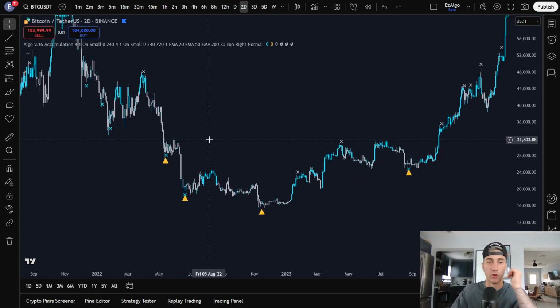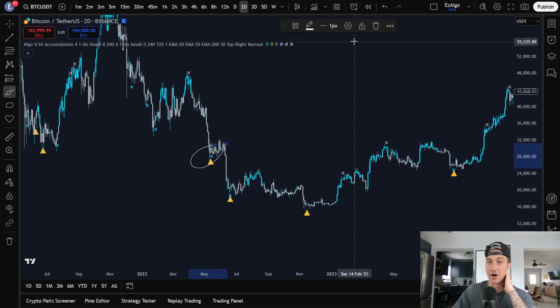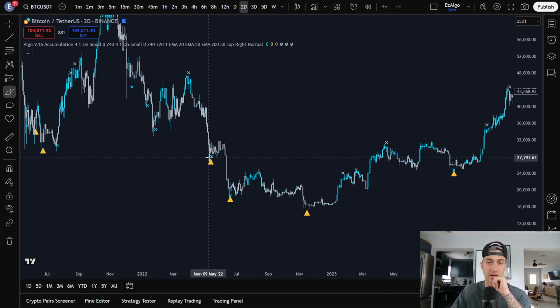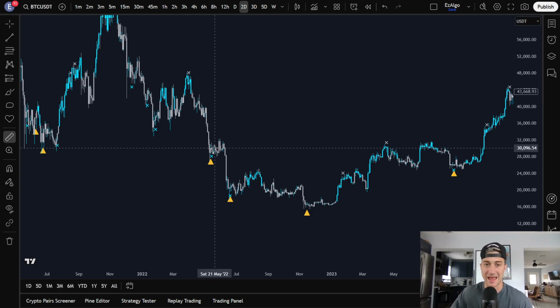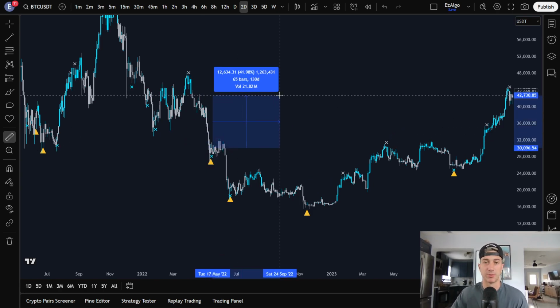This is pretty much the only signal that didn't work out in our favor since Bitcoin's inception. And this was all the way back in May of 2022, but this still should have been a profitable entry. And I'll explain why this should have been a profitable entry using dollar cost averaging. So I'll get into that in 1 second.